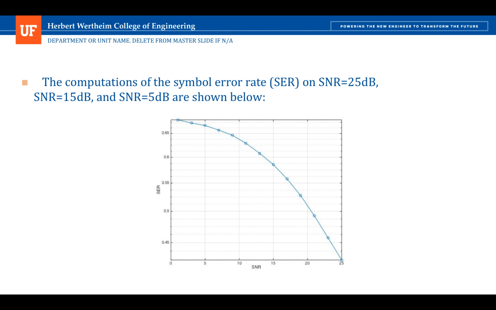And I also computed the symbol error rate SER at SNR equals 25 dB, 15 dB, and 5 dB. So we can conclude from this chart that if SNR is higher, then SER becomes lower, and if SNR becomes 25, then SER becomes 0. The higher the SNR is, the faster SER decreases.